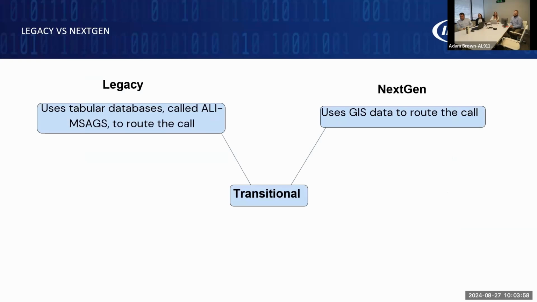So just a little bit about the difference between legacy and next gen and where we're at. Once we are fully next gen, that MSAG and alley will eventually go away, but we are in this transitional phase. So we are still falling back to tabular routing if we get a civic location with that location information when we are trying to geo-route. If we do get a coordinate, that is when we are using your GIS data, that PSAP boundary, to route the call.